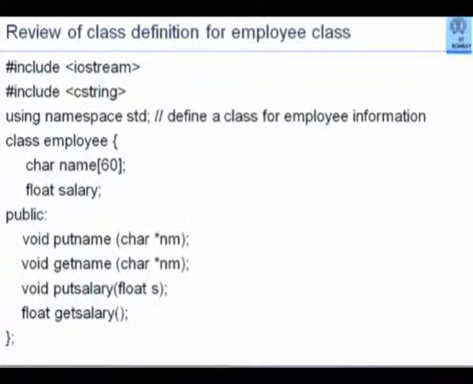For example, put name will take a name from us. Naturally, it has to be a parameter, and since it has to be a character array, it is written here as star nm. Get name will check the value of the name inside the private element and return back that name as a string to us. In similar fashion, put salary will put some value to a salary, which is the member data element of an object, and get salary will get it back. Of course, these are the function prototypes, as you can see.